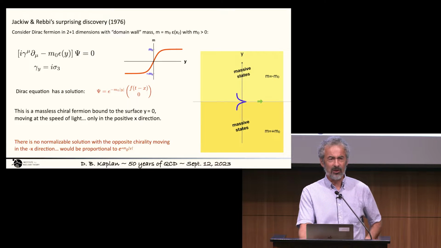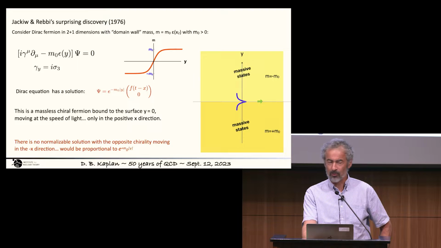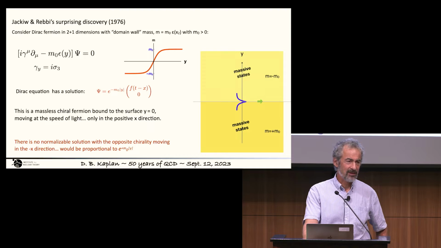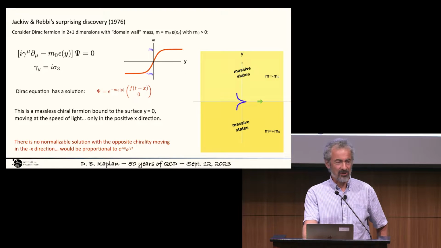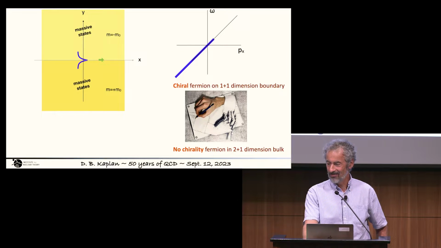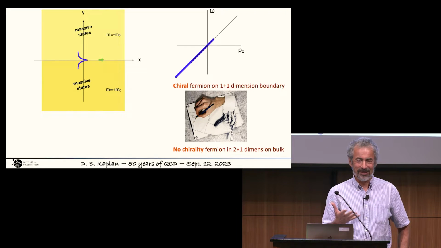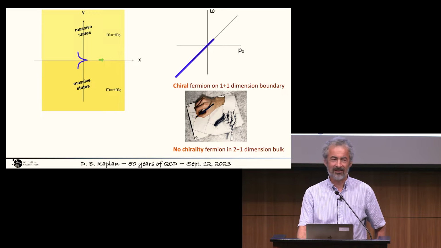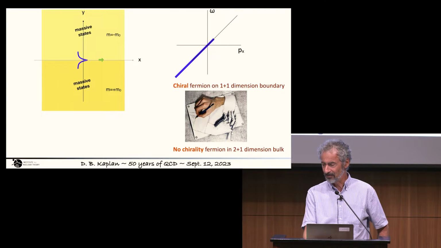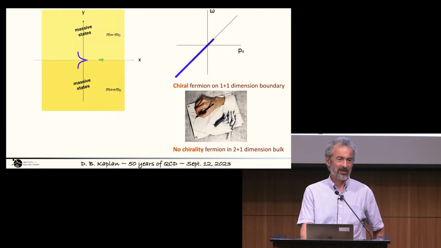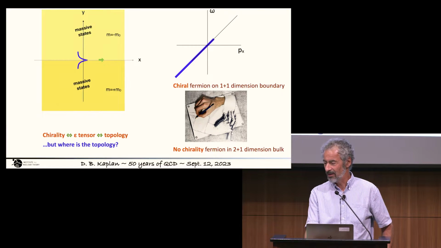So the picture then is, in this 2 plus 1 goes to 1 plus 1 dimension picture, you have a bulk which is full of massive states. You then have a defect where there's a massless fermion that travels along at the speed of light, and it only travels in one direction. So this is very peculiar. You might say, well, this violates parity or something, but that's okay, because in odd spacetime dimensions, the fermion mass violates parity and violates time reversal. So the theory has no parity.